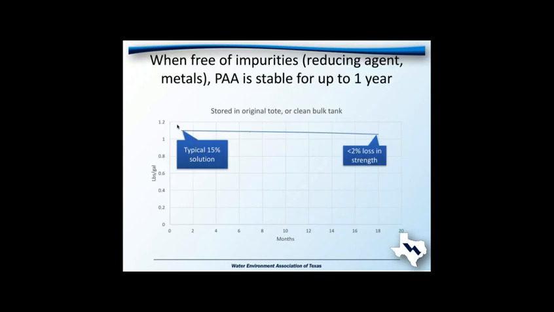As far as PAA stability goes, this graph shows the pounds per gallon of PAA in a typical 15% solution against the months of storage. You can see over more than 12 months, we see a very small loss of strength of PAA, indicating you can store this for a long time. But this is very predicated on the fact that there's very few impurities, such as metals and other reducing agents, in that solution to keep it stable. If you do have impurities, PAA will decay over time, and you'll see less and less over time in your storage container.